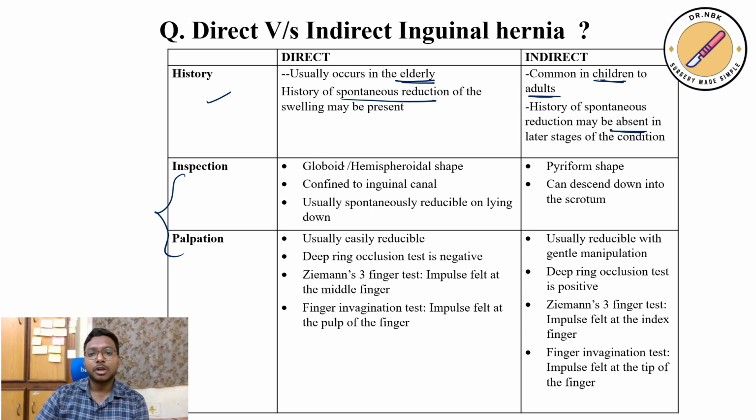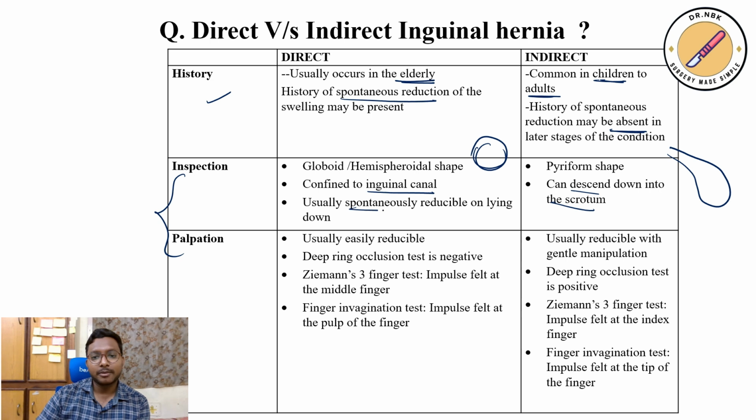Now coming to inspection, you have the shape. It is globoidal or hemispheroidal in case of direct inguinal hernia, whereas it is pyriform shaped in case of indirect hernia. Usually direct hernia is confined to the inguinal canal, whereas indirect hernia can descend down into the scrotum, and direct hernia usually will never descend down into the scrotum. As soon as the patient lies down, usually there will be spontaneous reducibility of the swelling in direct inguinal hernia. Coming to palpation, direct hernia is easily reducible, whereas indirect hernia is reducible with gentle manipulation.